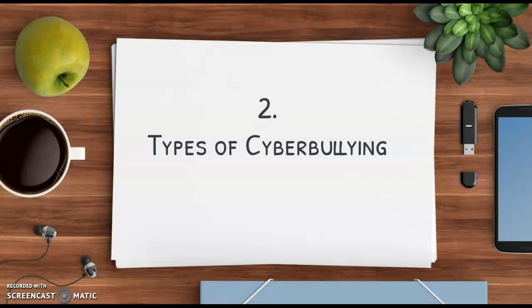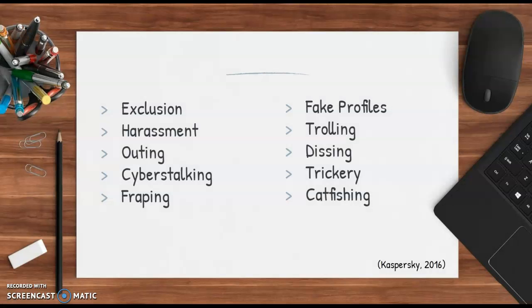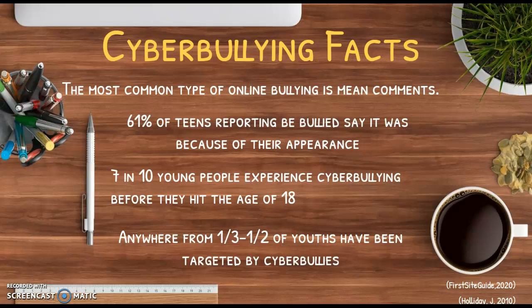There are different types of cyberbullying, and the top 10 most common are exclusion, harassment, outing, cyberstalking, fraping, fake profiles, trolling, dissing, trickery, or catfishing. And again, this is using any type of electronic technology to humiliate or threaten or embarrass another person using any of these types of cyberbullying.